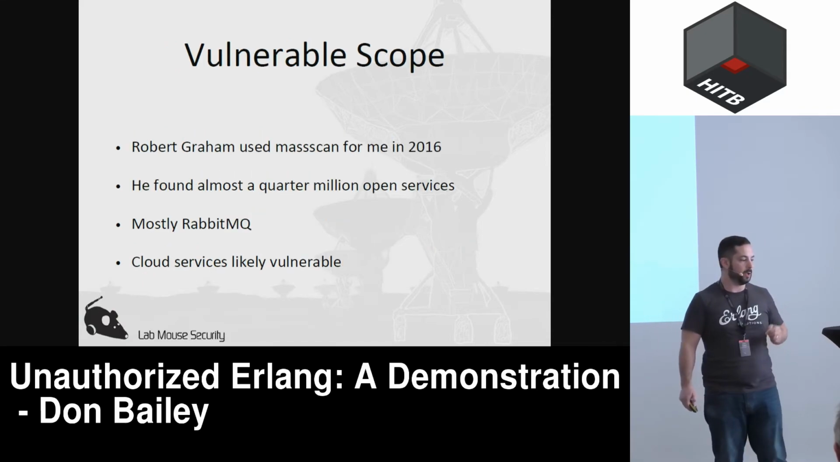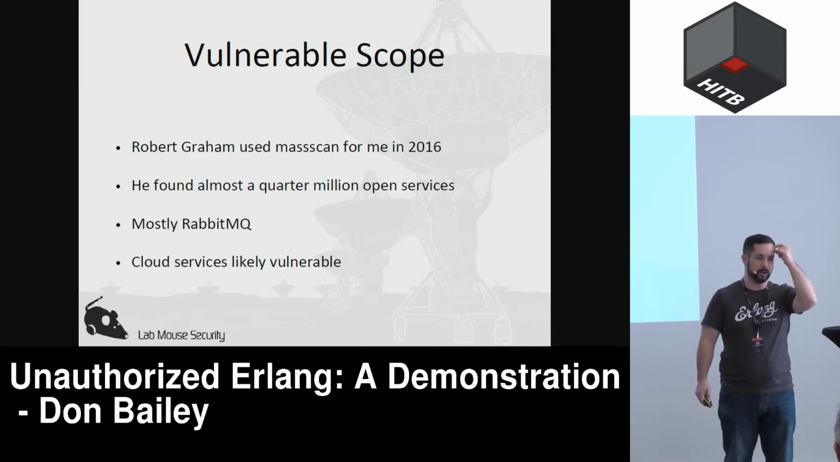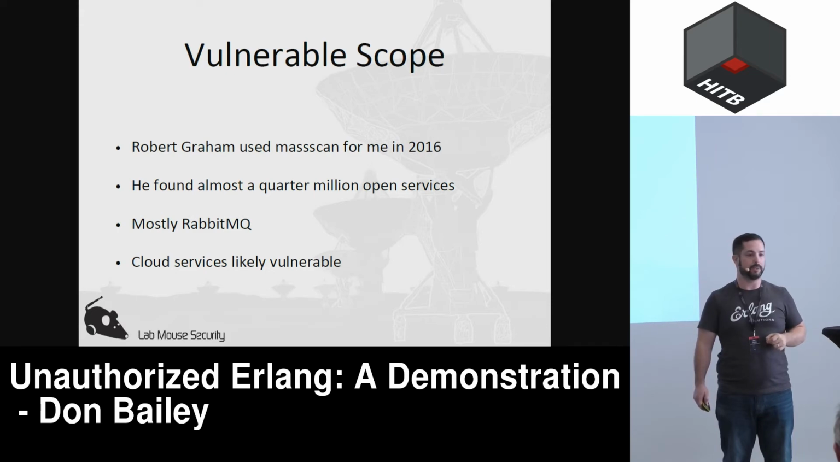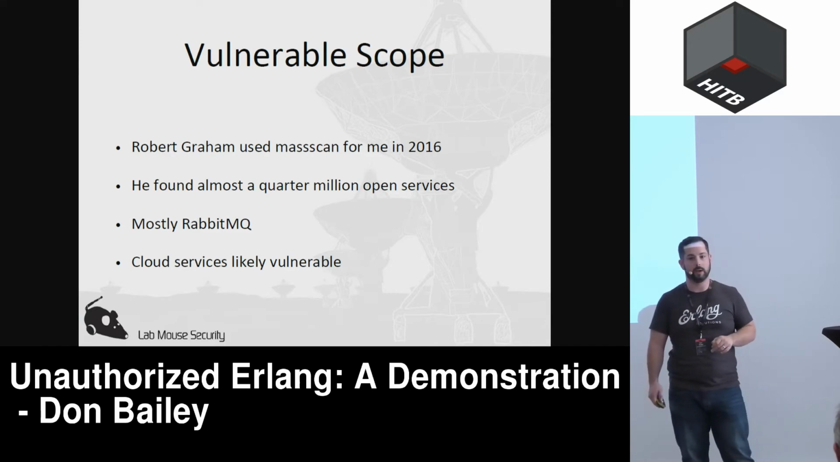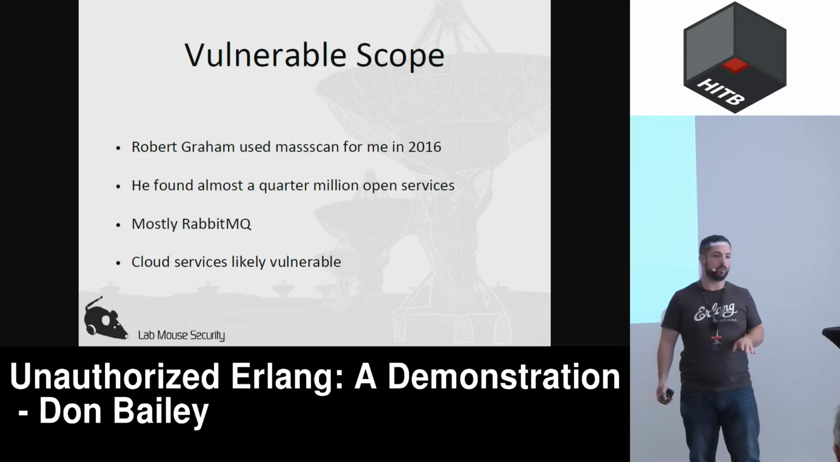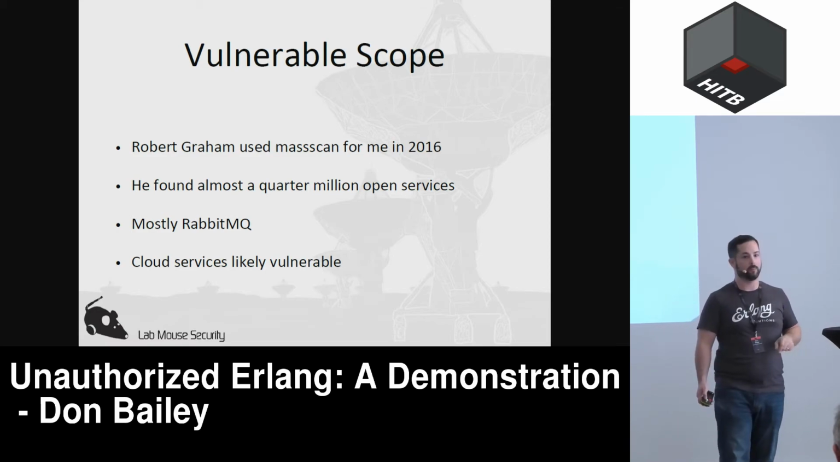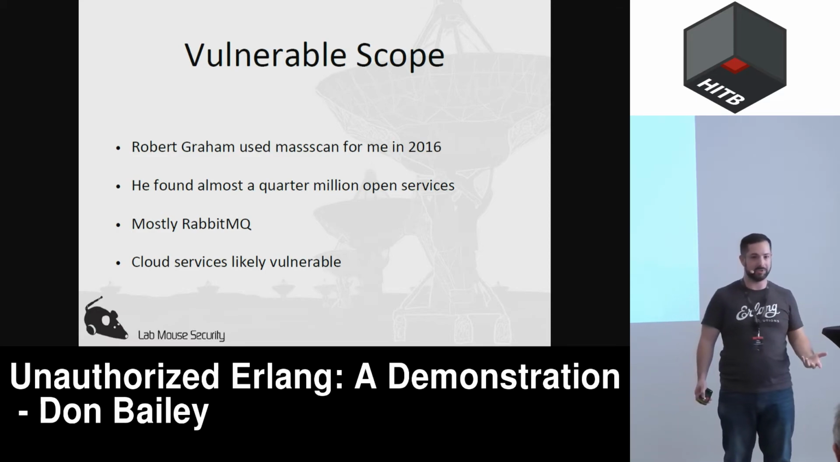So Robert Graham, a friend of mine, you probably know him as ErrataSec. He did me a favor last year and scanned the entire internet using masscan to identify how much Erlang was accessible from the internet. And we found just under like 250,000 machines. So it's not a large amount by any means, but it's still enough accessible worldwide that this is a pretty significant problem. Because these are telco systems, right?